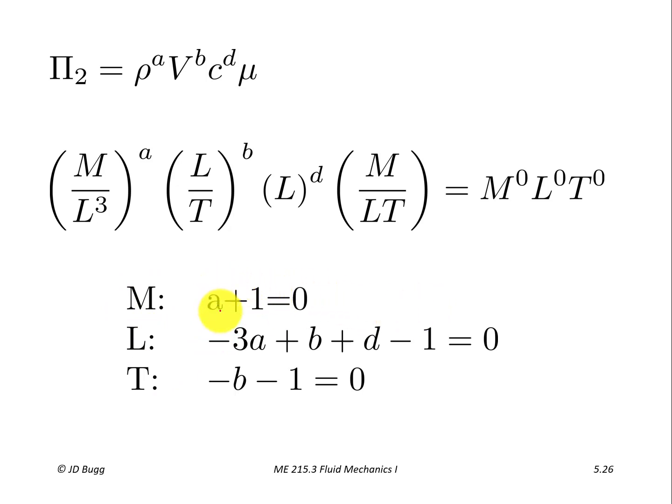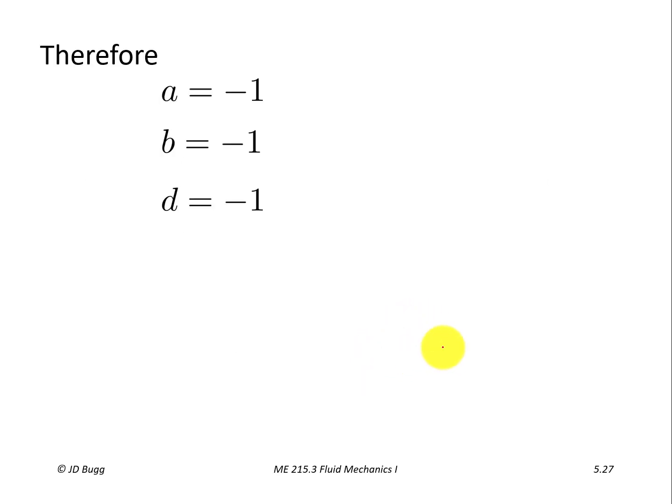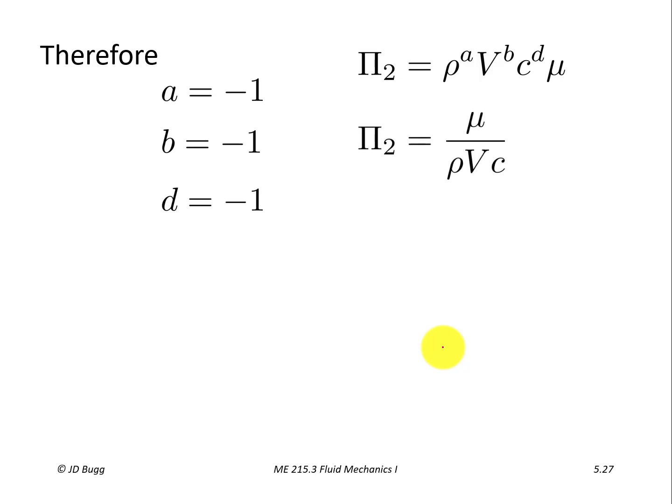In this case, we say that a is going to be minus 1 again. We see that b is going to be minus 1 as well. And if we take that a and b and substitute them into the middle equation, we find that d is also minus 1. So that's the solution to that system of linear equations. We apply it to our pi 2 group, and we find that pi 2 is mu over rho v c.